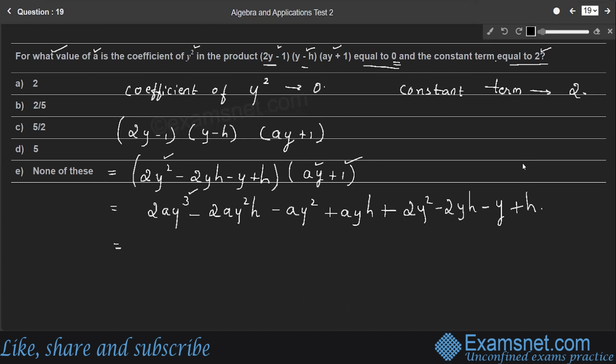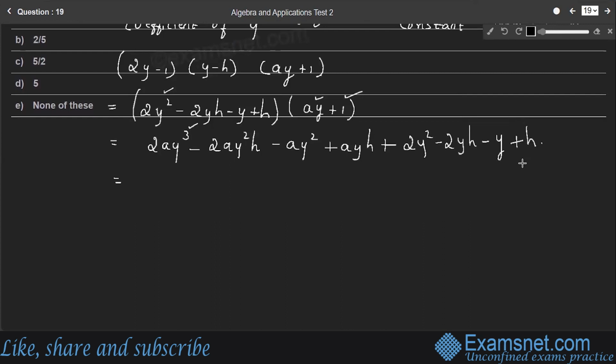There is only one y cube term here. y is nothing but a variable, right? Therefore, we'll consider 2ay cube first. So let us consider the coefficient of y square. We have 1, 2, 3 terms which contain y square. So we'll consider y square as common, and the remaining terms are minus 2ah, minus a, and at last plus 2. So y square into (minus 2ah minus a plus 2), right?